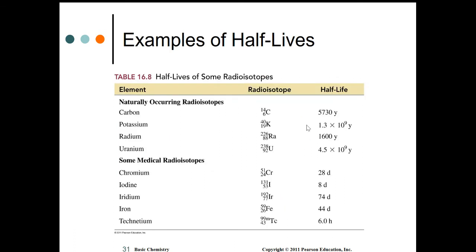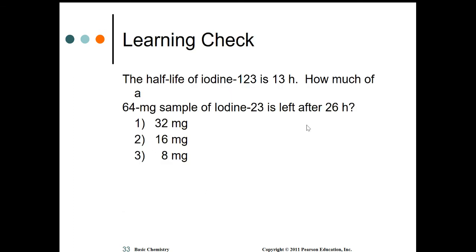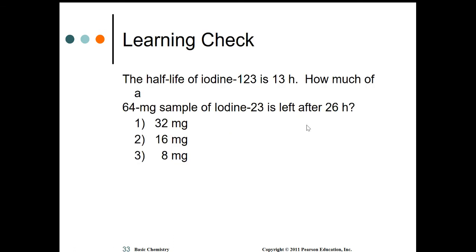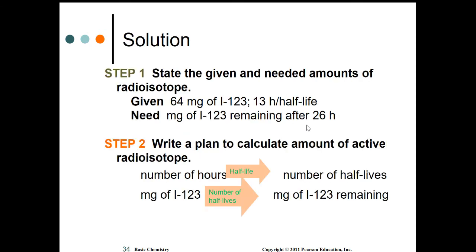So again, the half-lives. How do we solve for half-lives? You can take a picture of this in your notebook and take note of that, to be able to master. So the half-life of iodine 123 is 13 hours. How much of a 64 milligram sample of iodine 123 is left after 26 hours? Is it 1, 2, or 3? So state the given and needed amount of radioisotopes.